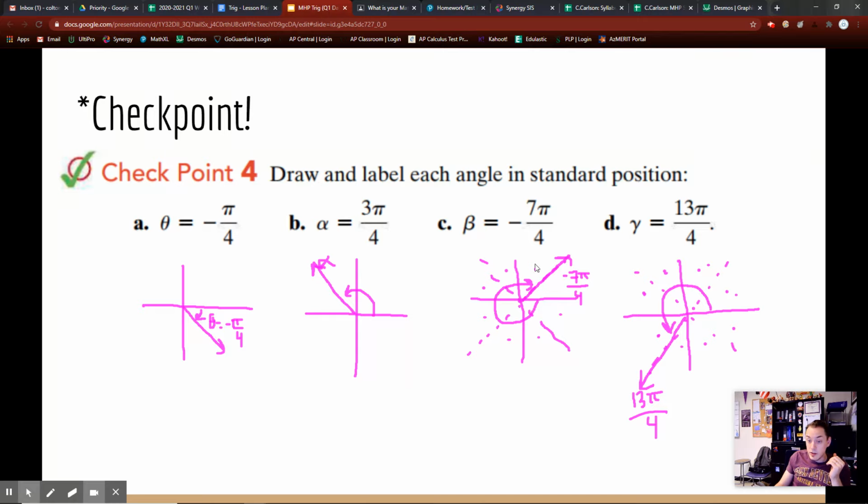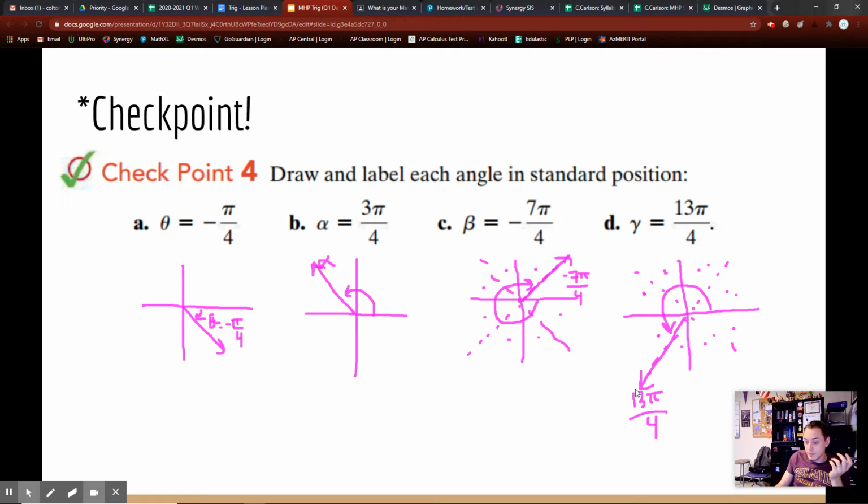All right. And notice how I had to count. I had to count 7. 1, 2, 3, 4, 5, 6, 7. And it's right there. And then this one is actually pretty complicated. It's 13. So I had to count 1, 2, 3, 4, 5, 6, 7, 8, 9, 10, 11, 12, 13.